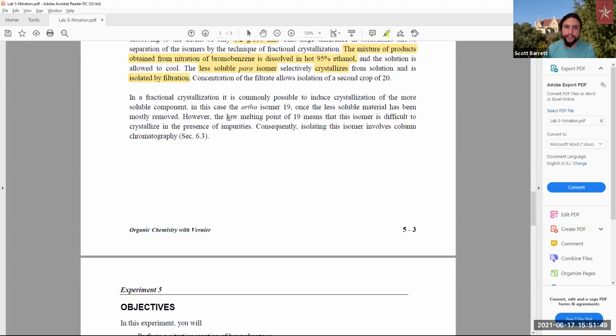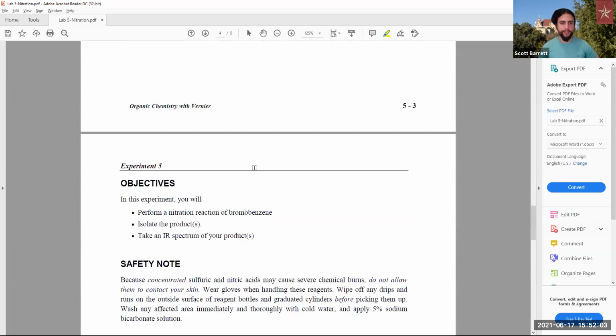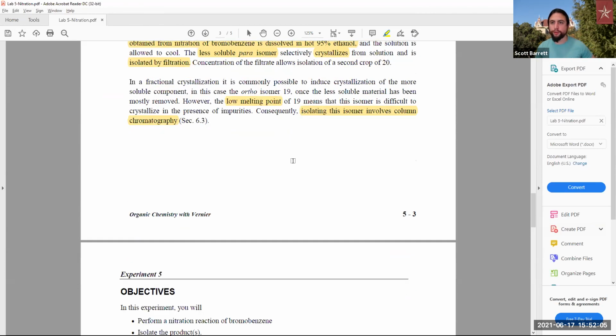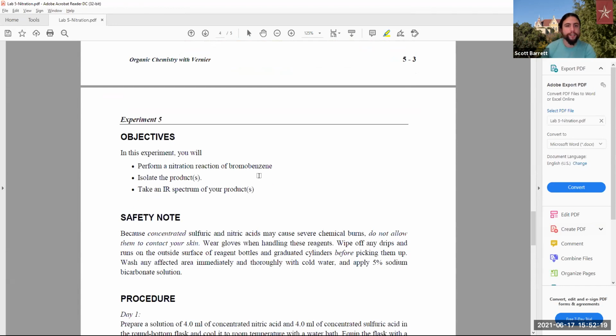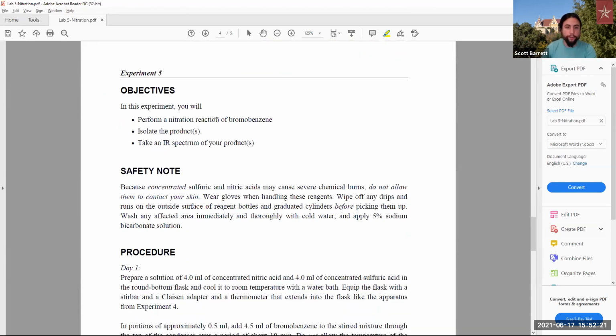And here they're saying that the low melting point means that this isomer is difficult to crystallize. So that means that isolating this isomer involves column chromatography, which is not relevant to what we are actually discussing. It is a separate portion that they like to throw in there to confuse you. So mainly focus on what we have provided from the procedure and what our actual action is, because for some reason these lab notebooks, they like to run off on tangents. So make sure when you're reading through them to stay focused on what we are performing and not what they are performing today.